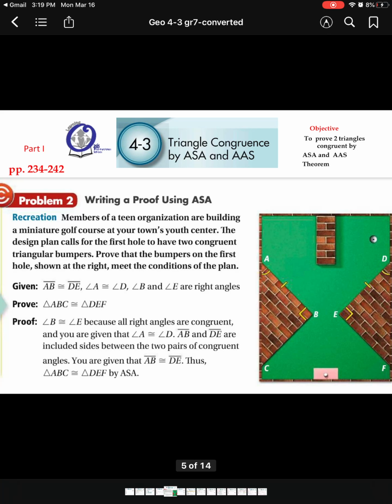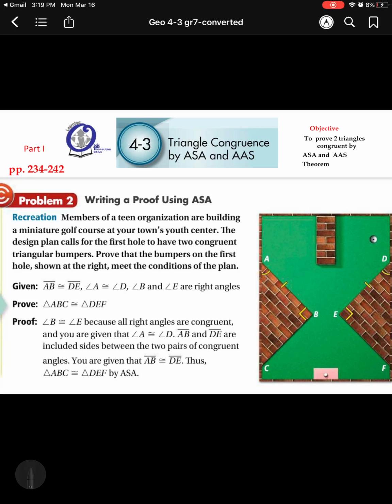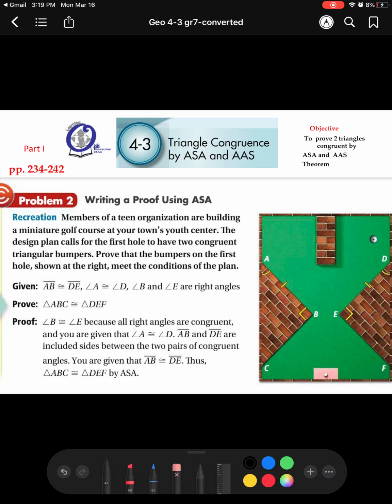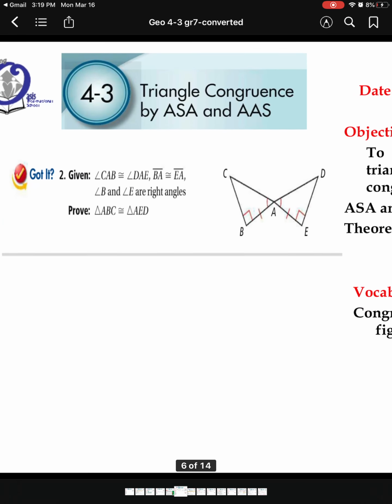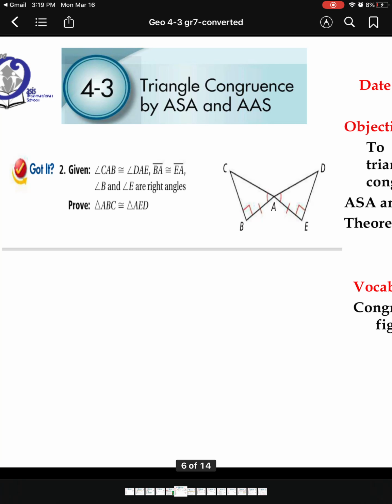The two triangles are congruent, and the way of naming is to take any side that is congruent, start with AB and start with DE, and put the third letter from your triangle. So it is triangle ABC is congruent to triangle DEF. Let's look at the drawing for problem 2.